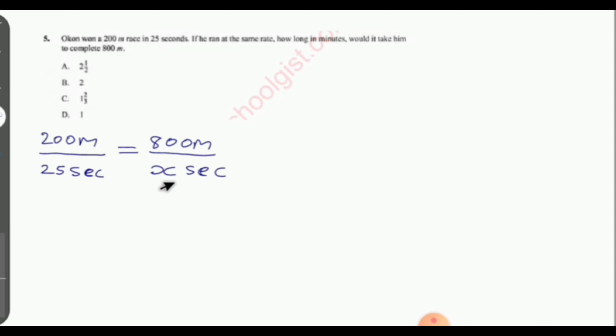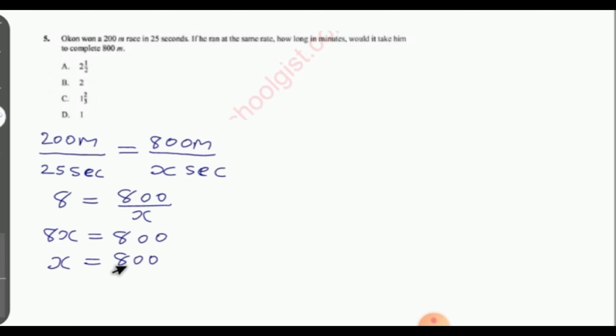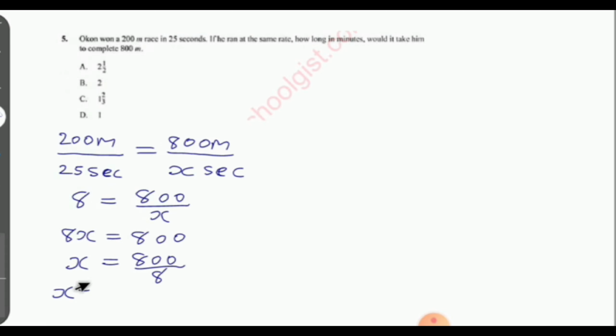Our unknown here is x, so we cross multiply. No, let's not cross multiply. Let's divide first. 200 can divide 25, so 200 divided by 25 will give me 8. 8 equal to 800 all over x. Now I can cross multiply. x will multiply 8, so here will be 8x equal to 800. Now, if I divide both sides by 8, I will get x is equal to 800 over 8. x is equal to 100 seconds.